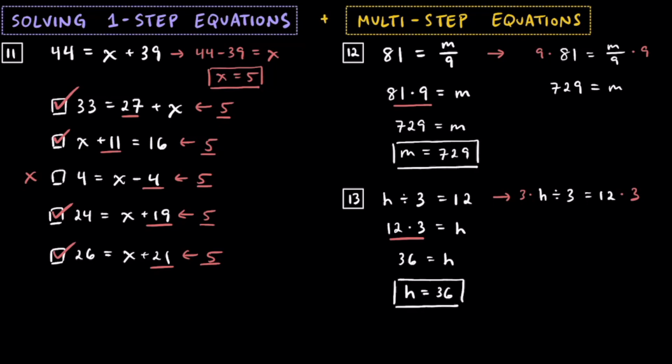If you take h and you divide it by 3, but then you times it by 3, you're just going to be left with 1h, or h. And on the right side, 12 times 3 is going to be 36. So this works out just like we got earlier.